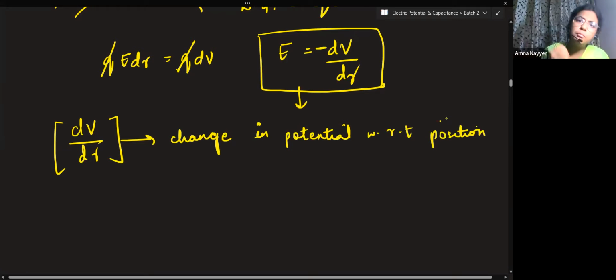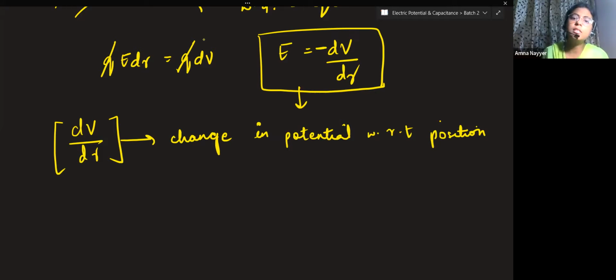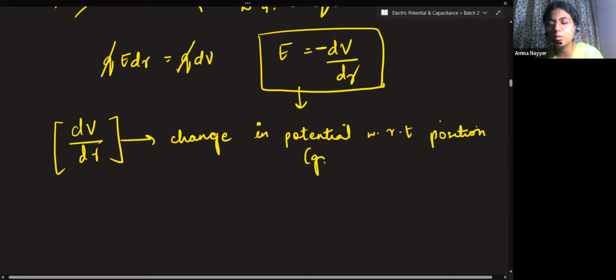with respect to position, and we call it as a gradient. So whenever by chance you are asked what is the potential gradient and you are given electric field, you should be able to identify that it is asking you what is dV by dr. dV by dr is what? It is electric field. Whatever is the question, you can manage. Just remember, this is known as the gradient.